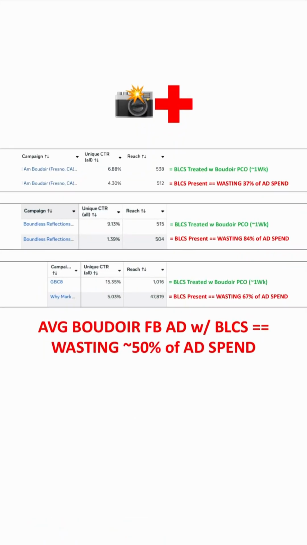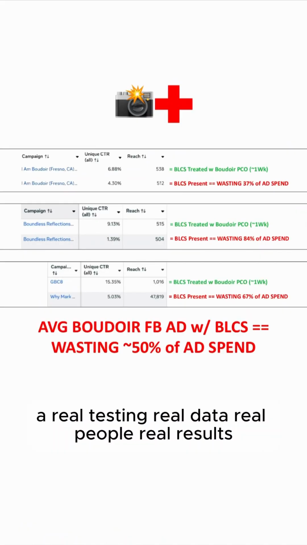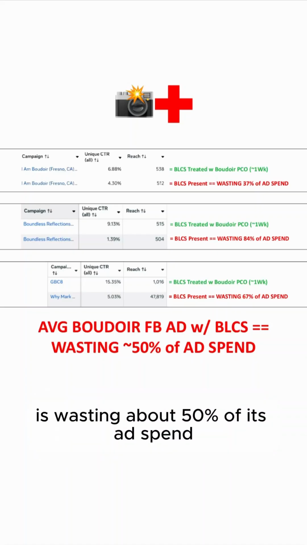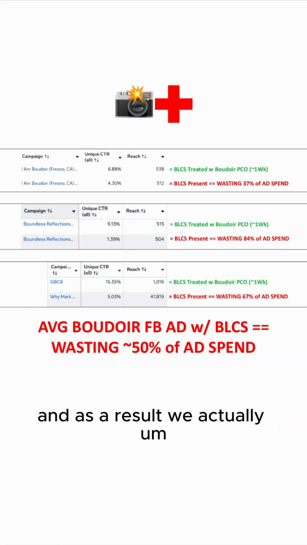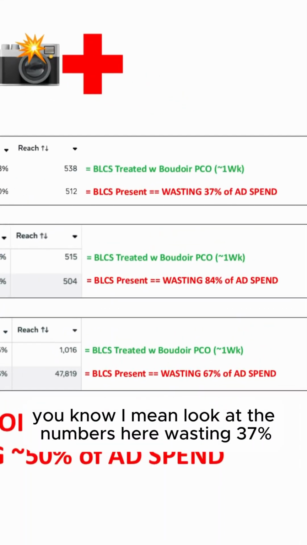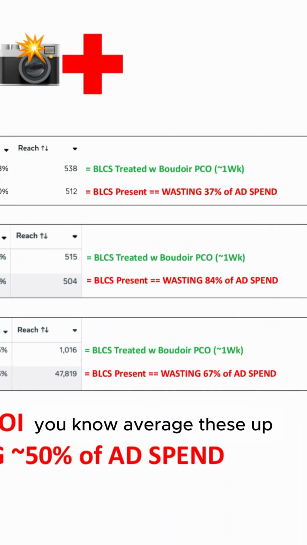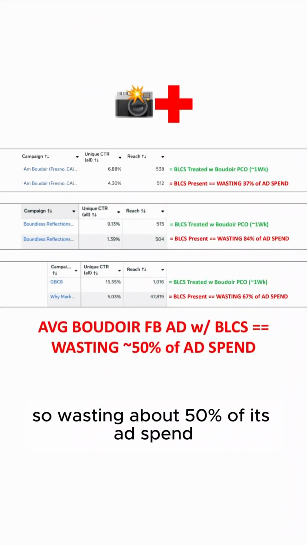So what we've seen out in the wild, real testing, real data, real people, real results: the average Boudoir Facebook ad with BLCS is wasting about 50% of its ad spend. So yep, about half its ad spend is being wasted. Look at the numbers here, wasting 37%, wasting 84%, wasting 67%. Average these up, probably somewhere between 50 to 60%. So wasting about 50% of its ad spend.